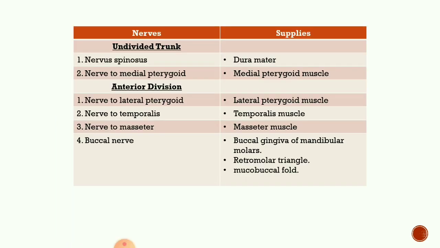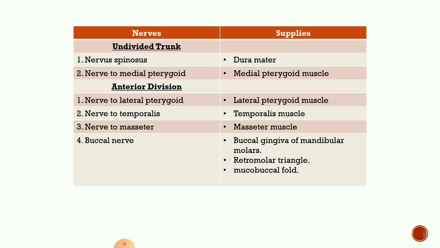Now this is the table showing nerves and their supplies. So we'll learn all the nerves and their supplies. First, we know that the undivided trunk, before dividing into anterior and posterior division, the fused branch, gives off two branches: nervus spinosus, which supplies the dura mater, and the nerve to medial pterygoid, which supplies the medial pterygoid muscle.